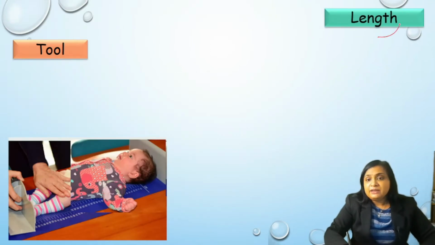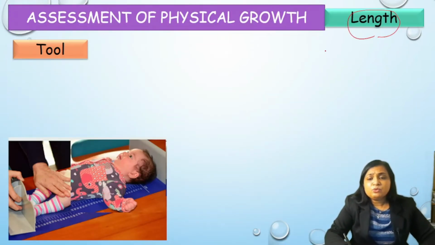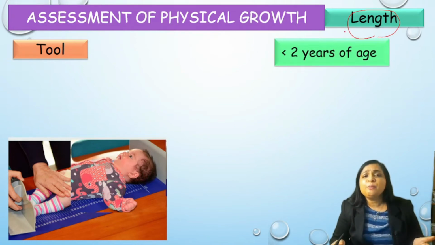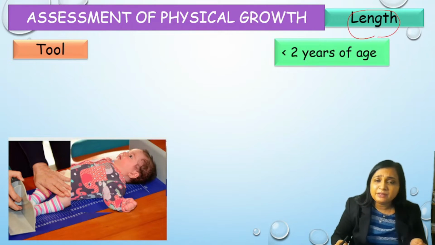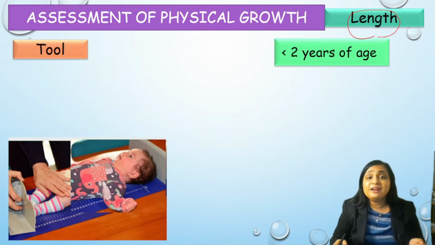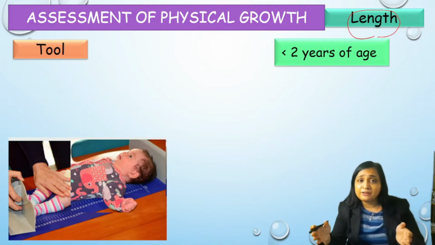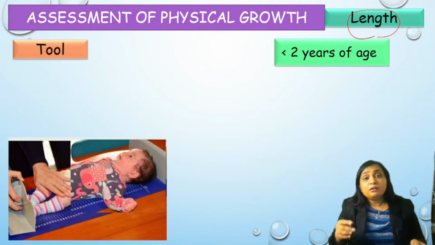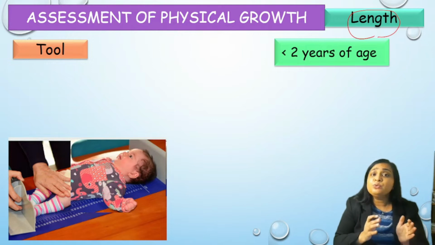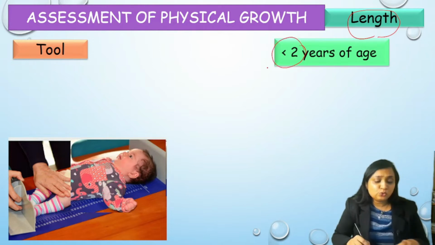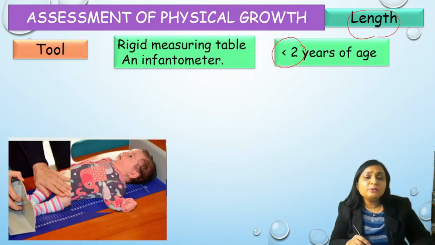Now the next thing, length. So what is the difference between length and height? Length is taken when the child is supine, because when you are dealing with a pediatric patient, they do not start standing right from birth. You cannot ask a baby to stand. So this is for the babies who cannot stand, and this is applicable particularly to children less than 2 years of age. What is the difference between height and length?